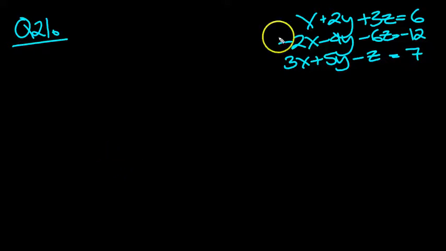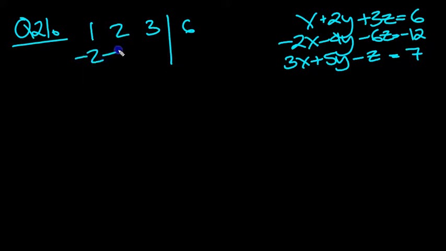Okay, let's have a go at 21 then. Here's our equations. Let's write out the augmented matrix. 1, 2, 3, 6. Minus 2, minus 4, minus 6 and a minus 12. And then 3, 5, minus 1 and a 7.